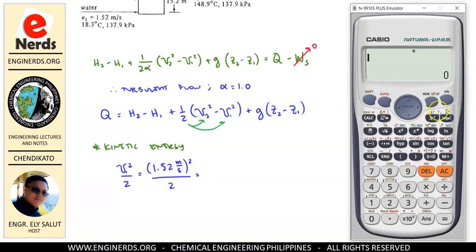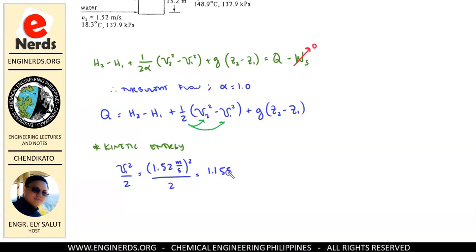Okay, so let me solve that. Okay, we have 1.52 squared divided by 2, which is equal to 1.1552 square meter per second squared. Now, bakit ganito yung ating unit, no? This is actually due to the derivation na ginawa natin dito. But actually, itong unit natin dito is in joules per kilogram.